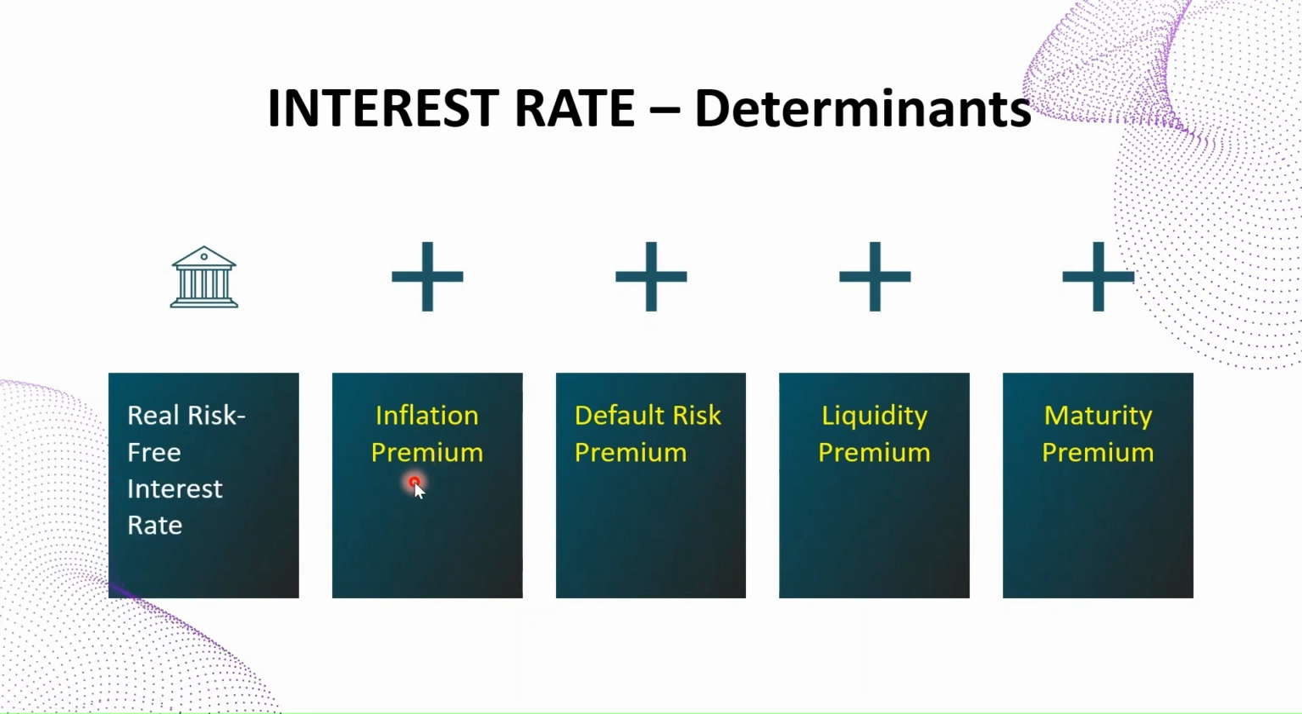Inflation premium. It compensates investors for the expected inflation. Next one, the default risk premium. It compensates the investor for the possibility that investor can fail to make payments on contracted time and contracted amount.